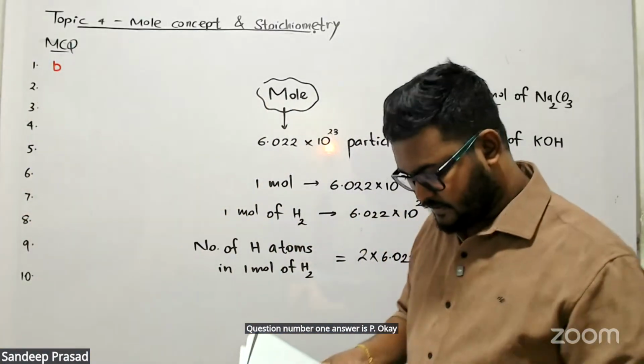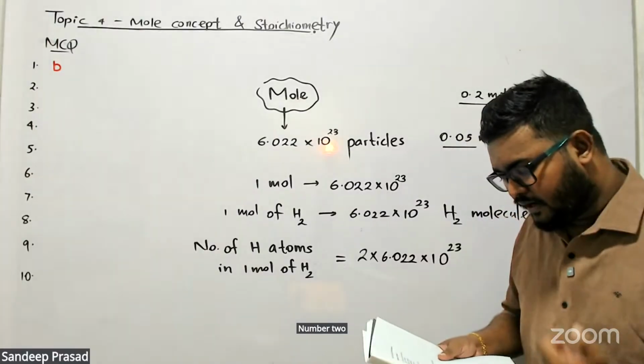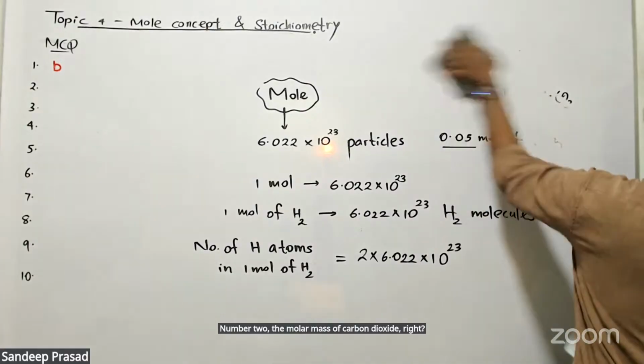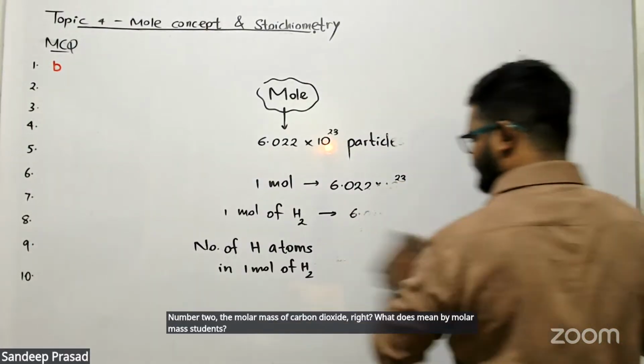Okay. Number 2, the molar mass of carbon dioxide, right? What does mean by molar mass, students? What does mean by molar mass?